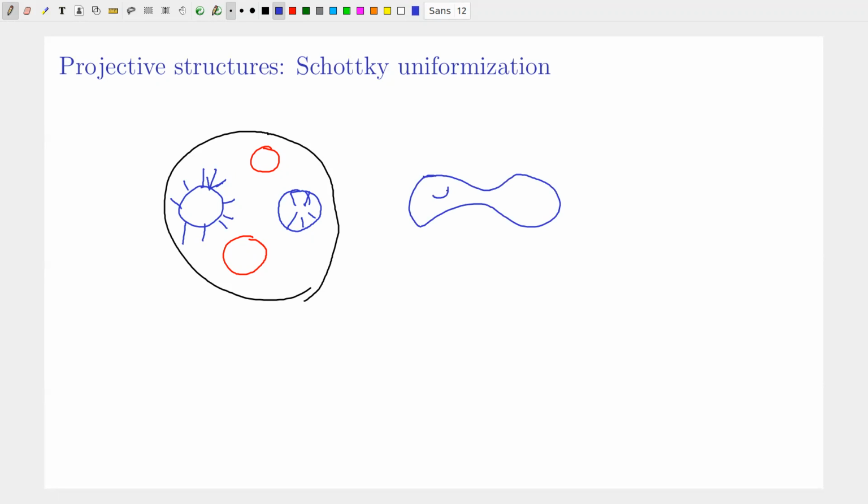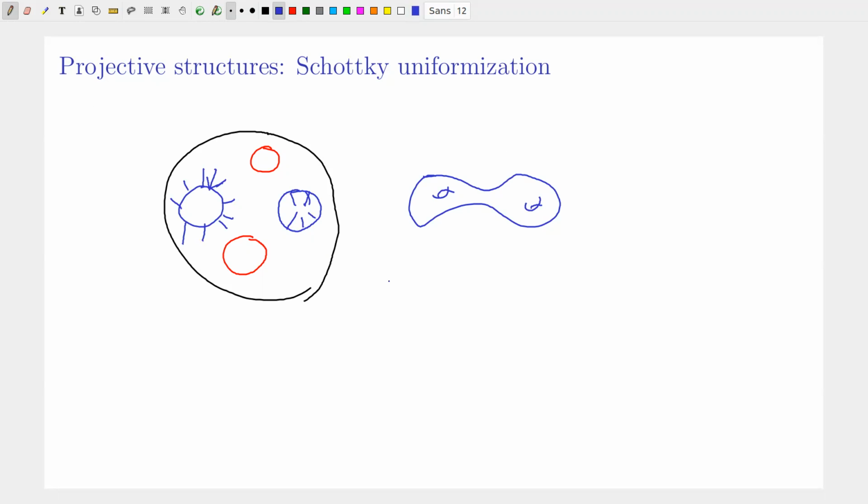In this case, you can get any genus you want by identifying these boundaries. The group behind is one of these groups called Schottky groups. And so these are other kinds of groups that are not given by the uniformization, or that are not even close to uniformization. So these are more examples of projective structures.